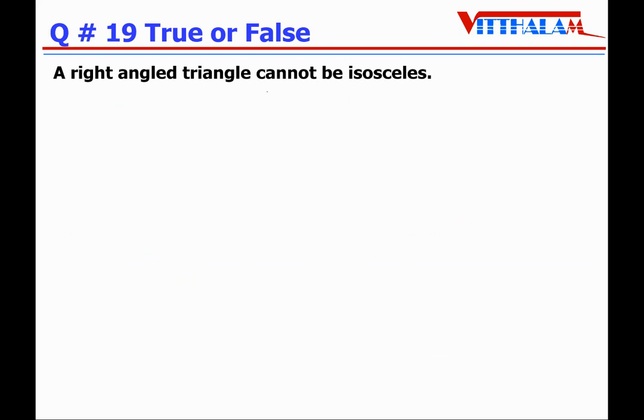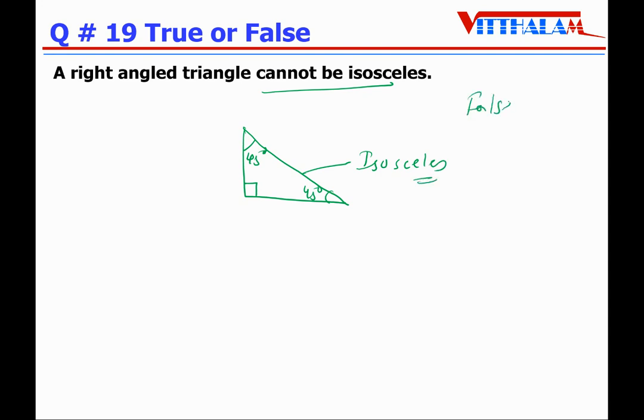A right angle triangle cannot be isosceles. Just now we drew 45 degree. So this is right angle. This is 45 degree. This is also 45 degree. So it is isosceles. Hence, it is false. A right angle triangle can be isosceles with angles measuring 90 degree, 45 degree, and 45 degree. Next.